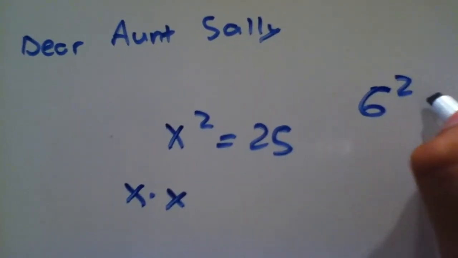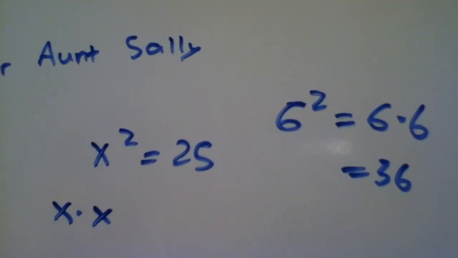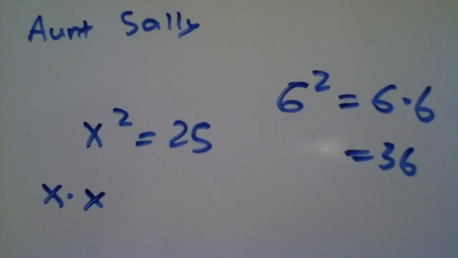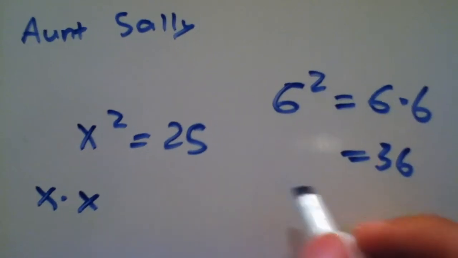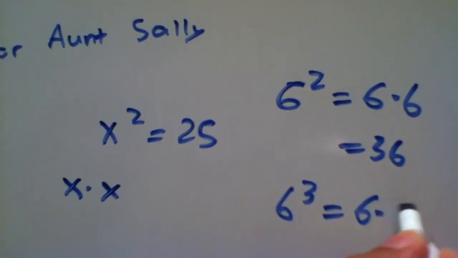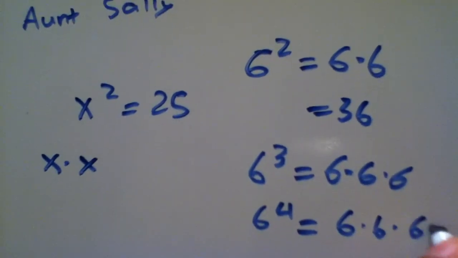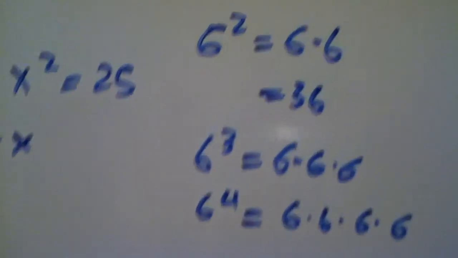If you have, let's say, 6 squared, this means that it's 6 times 6, which is 36. This is not 6 times 2. This is not 6 plus 2. This is 6 times 6. This is 36. And if you have 6 cubed, that is 6 times 6 times 6. If you have 6 to the 4th, 6 times 6 times 6 times 6, etc. It keeps going on and on and on.